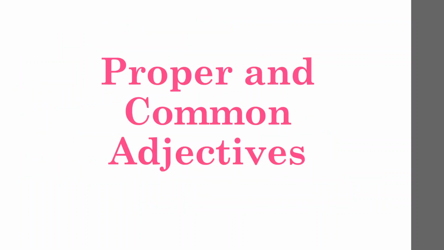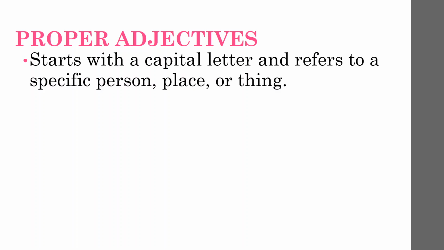Again, we have proper and common adjectives. So let's start with proper adjectives. We've discussed proper adjectives before, but I'm going to add more details about them. First, a proper adjective starts with a capital letter and refers to a specific person, place, or thing. We discussed before that proper adjectives are from proper nouns. Proper nouns should start with a capital letter and they should be specific, so you are very sure about the person, the place, or the thing that you're talking about. So for example, we have the following.